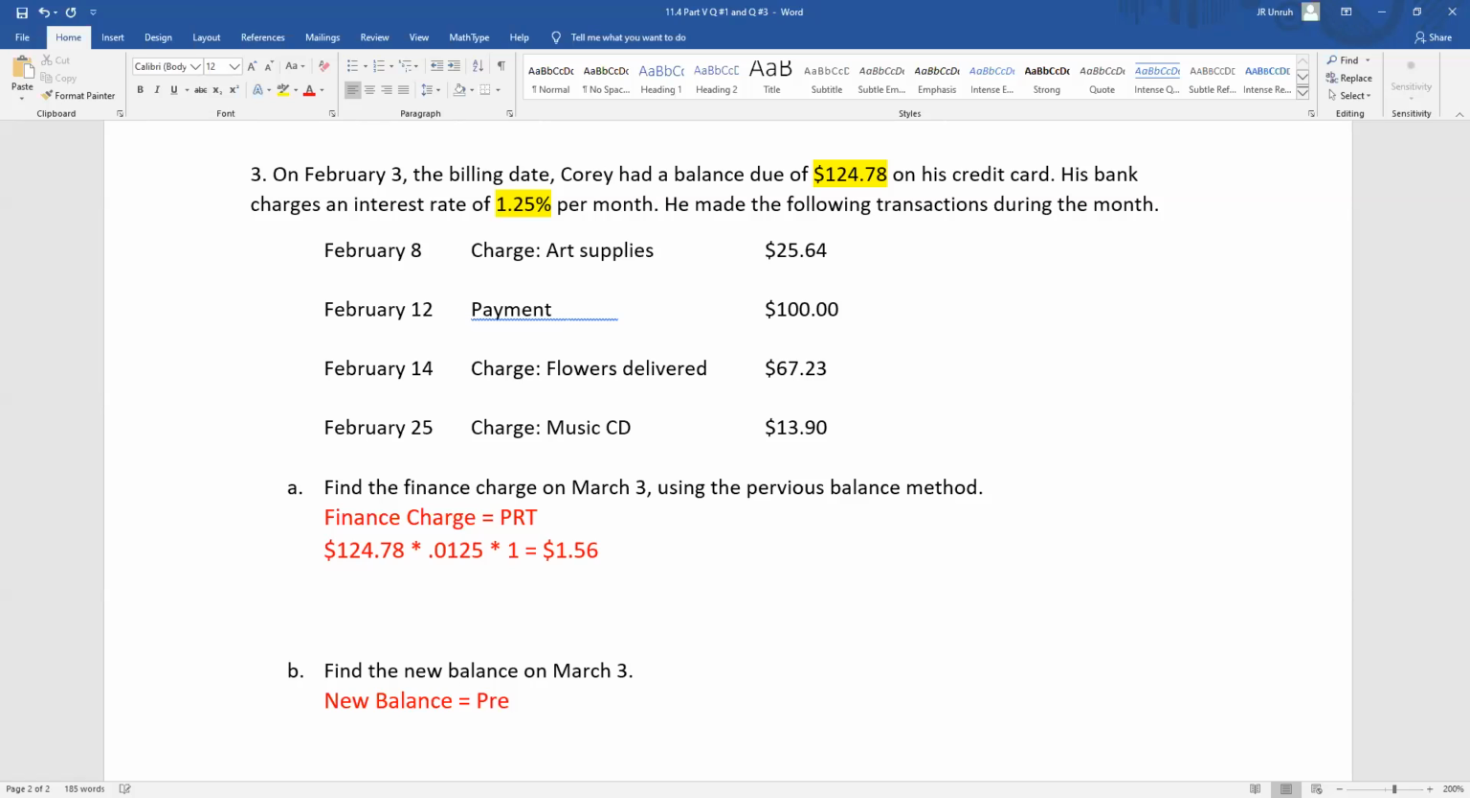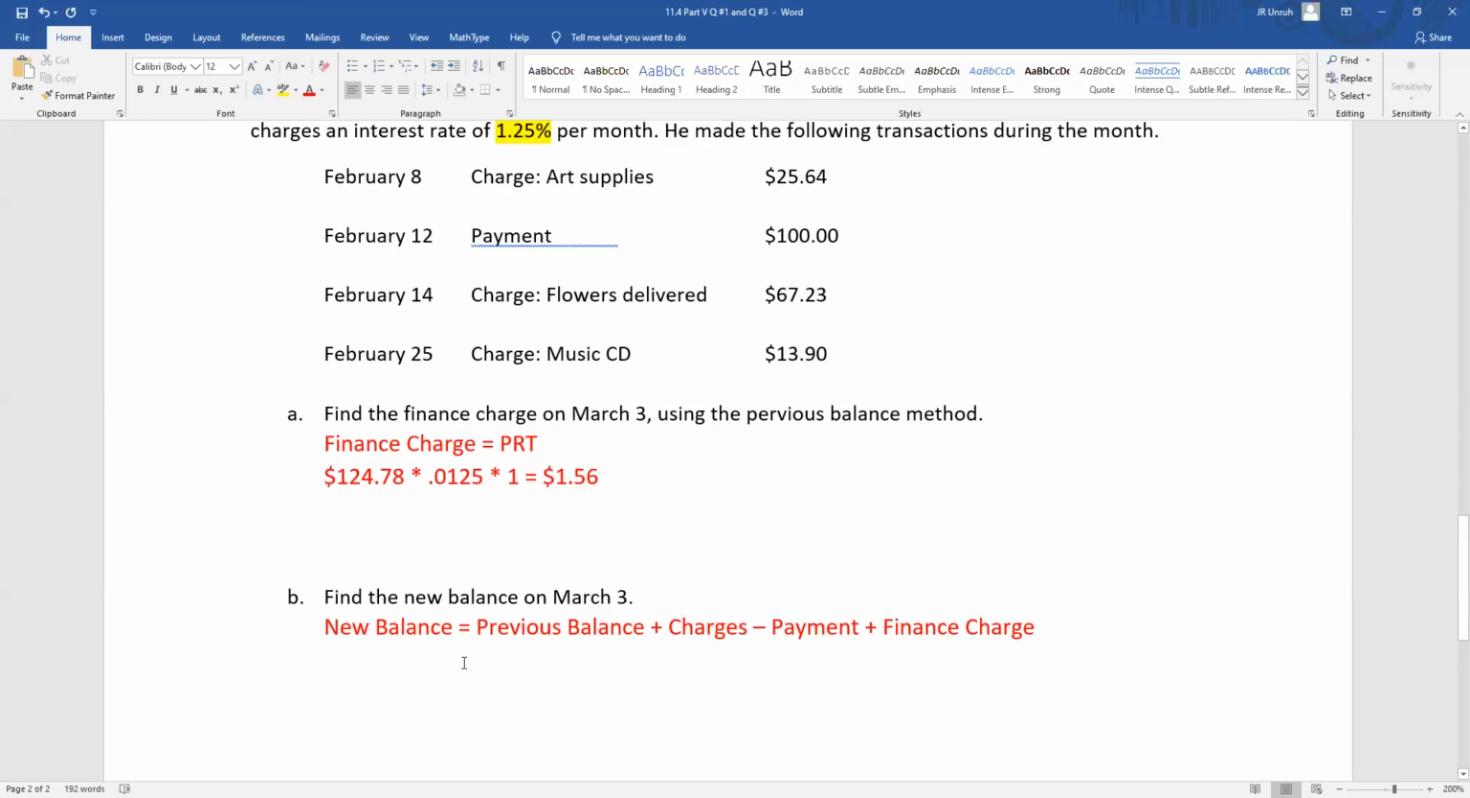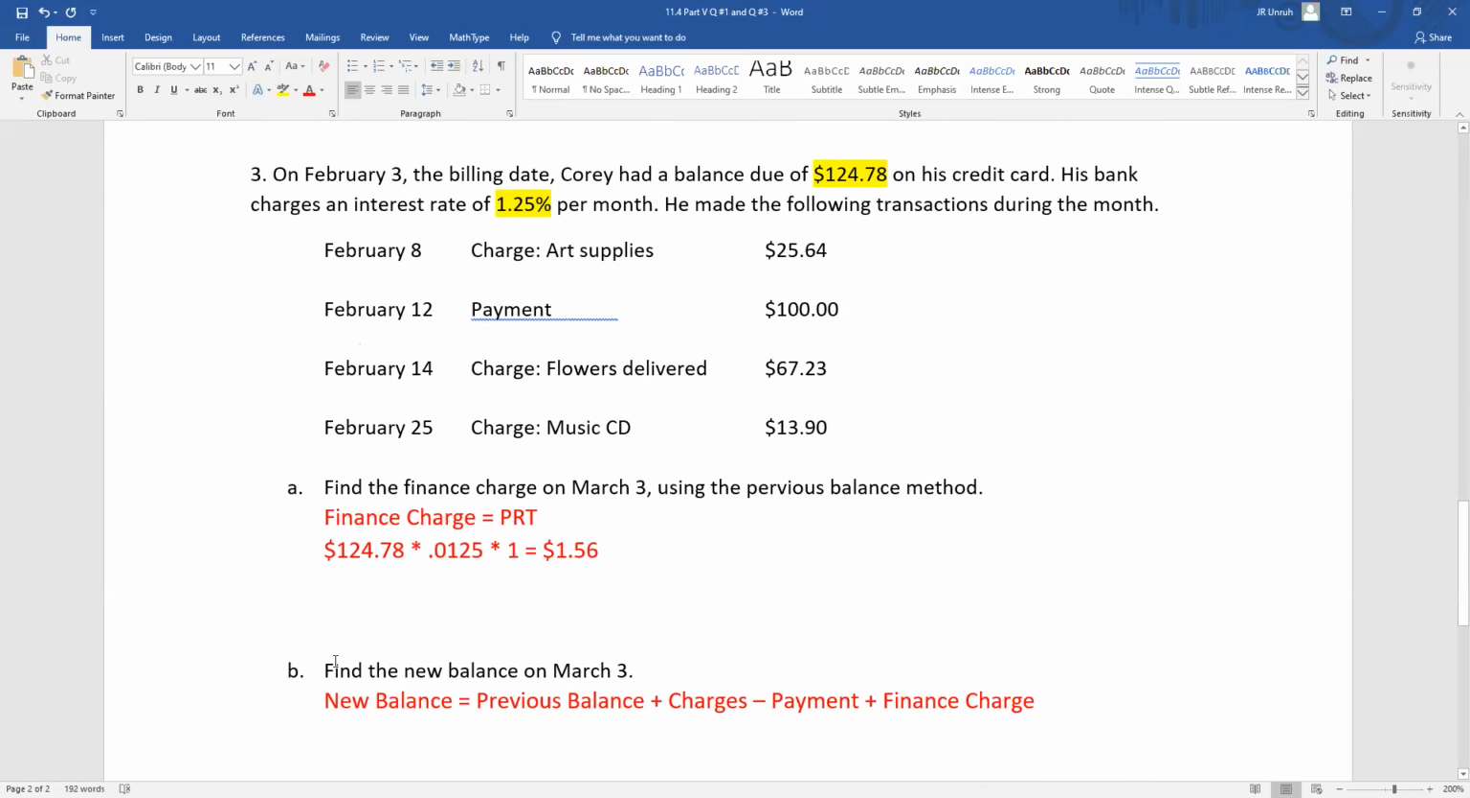Now when we come down here to find the new balance, we know that the new balance is equal to the previous balance plus charges minus the payment plus the finance charge. I have to spell finance charge correctly. Let me go back here and put a capital C in here. So now we know that our previous balance was 124.78, and we need to add to that the charges.